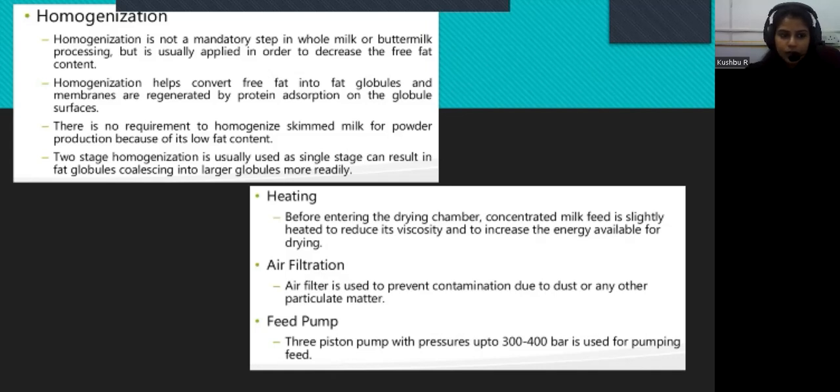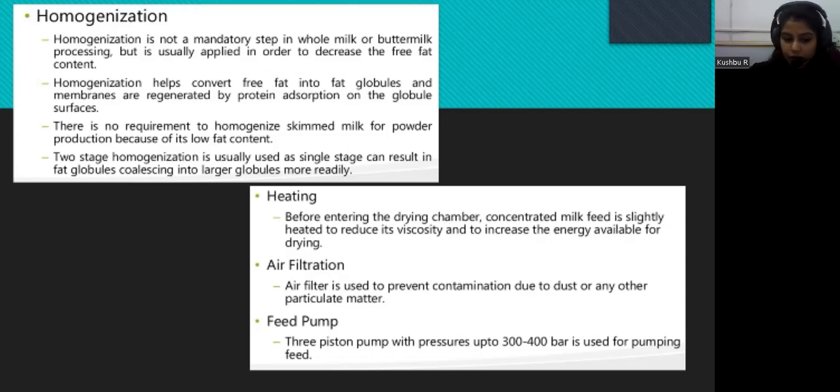And then the homogenization is not really done usually, but it is also done in order to obtain the whole milk or the buttermilk being processed properly to decrease the fat content. By heating, here we have the drying chamber, which ensures the leftover water is evaporated, increases the energy available for drying, and also decreases the viscosity of the dried milk. And also air filtering prevents contamination, so any sort of dust or particulate matter can be removed.